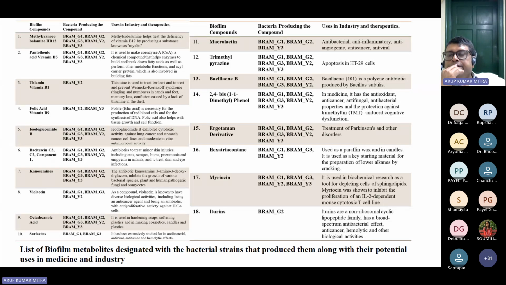It is producing iturin from G2, a non-ribosomal cyclic lipopeptide, which has antibacterial and anti-cancer activities. Ergotamine, apart from smooth muscle contraction, is also used in the treatment of Parkinsonism. So these are a host of compounds that we see, which are actually deposited in the biofilm, and we got this after we did the SIMS of the biofilm only and not the bacterial cell. What does it mean? It means that these secondary metabolites are coming out of the cell, are deposited in the biofilm and can be easily harnessed, which is making them very important industrial compounds.